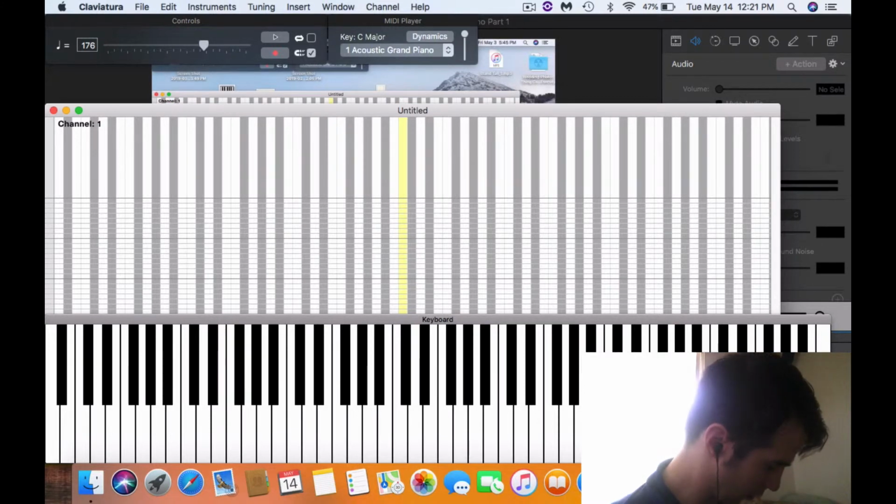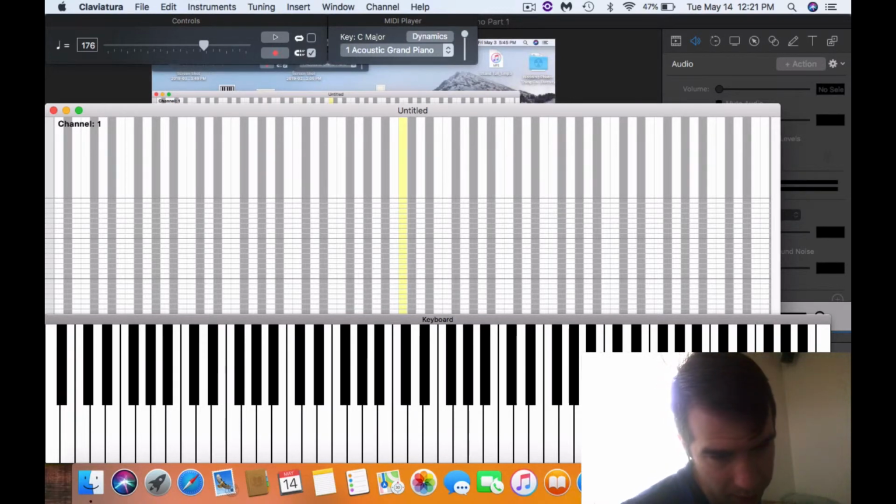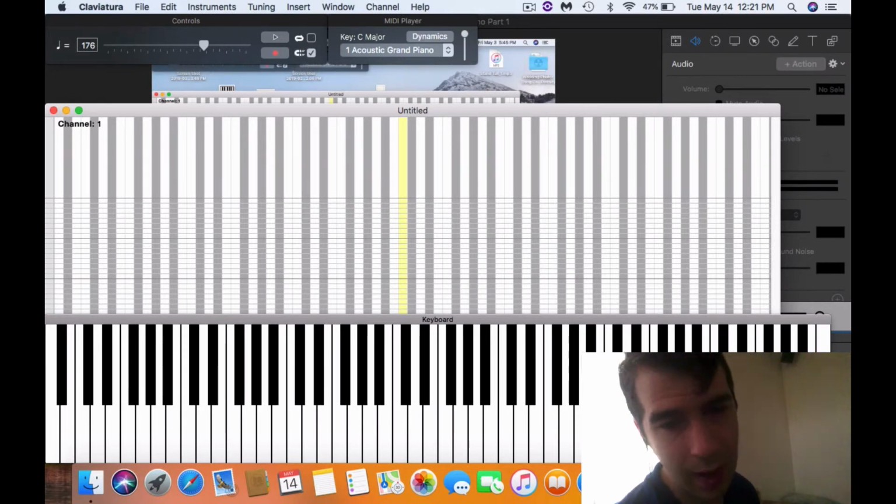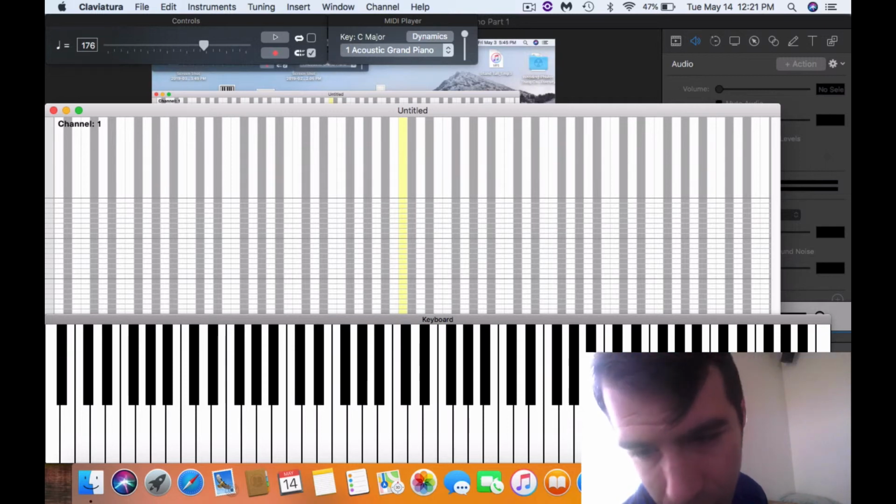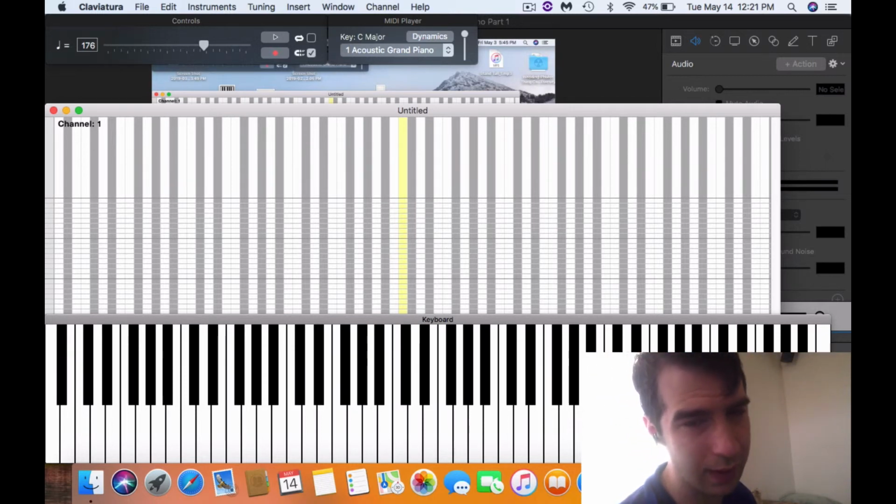And same thing with the B's. If you were going to find those, the first B would be right there. Second B would be right there. Third B, fourth B, fifth B, sixth B, seventh B, eighth B.